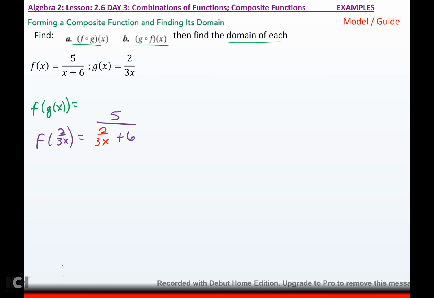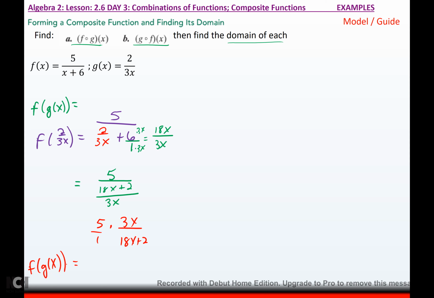I've got to get a common denominator, which is going to be 3x. So to get to 3x, I'm going to have to multiply by 3x, which gives me 18x, which then if I simplify, I have 5 over 18x plus 2 over 3x. And now if I keep, change, flip, this is straight across the top, f of g of x equals 15x over 18x plus 2. And no, you can't simplify the 15x and the 18x, unless you could divide everything by 2, but no. Okay, so there's my composition.